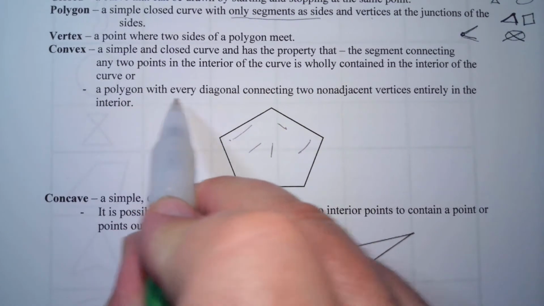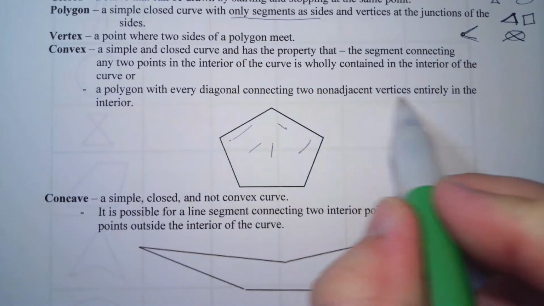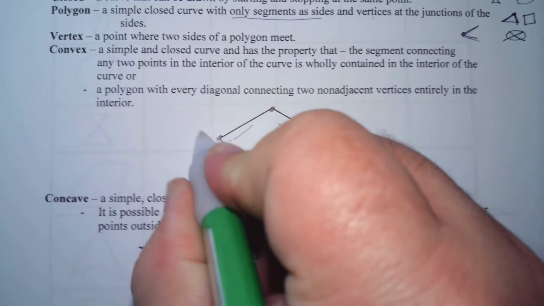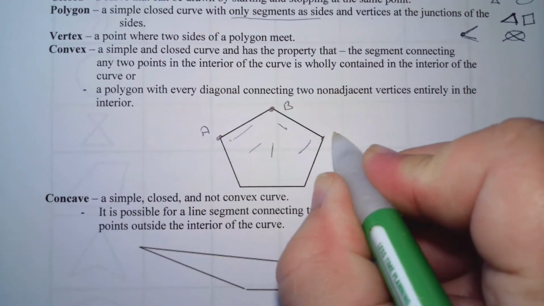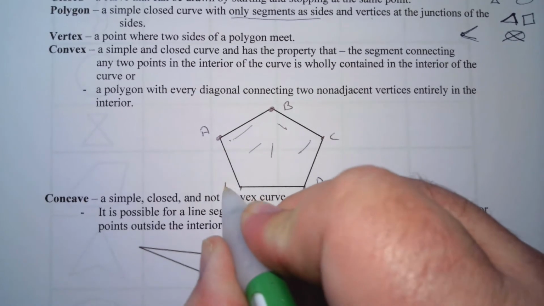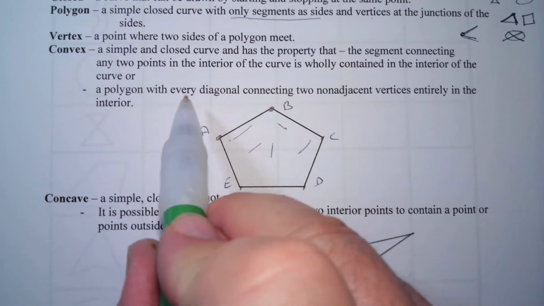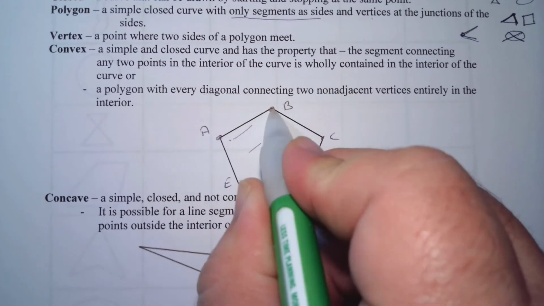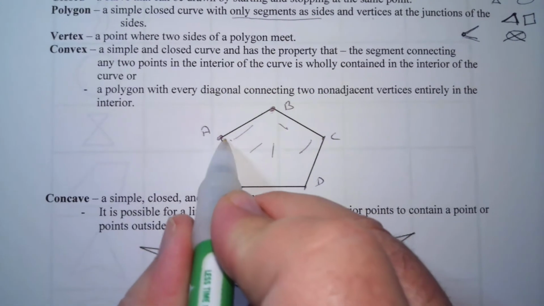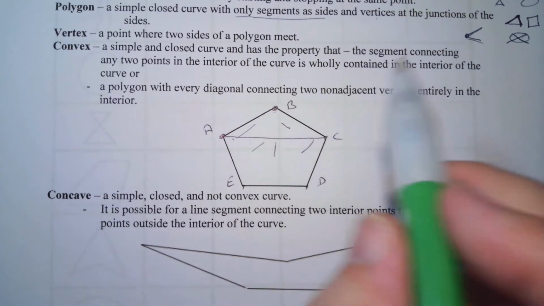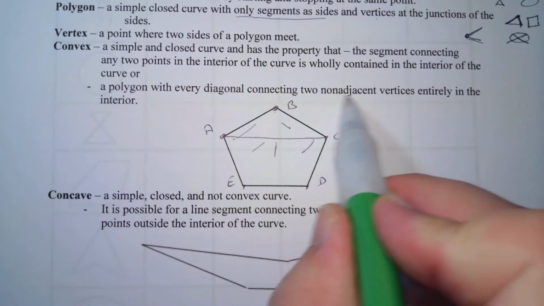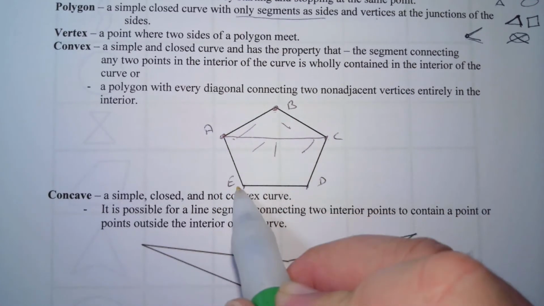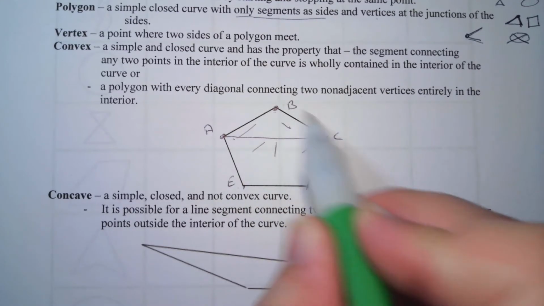Or a polygon with every diagonal connecting 2 non-adjacent vertices entirely in the interior. Remember, here are our vertices. Let's call this A, B, C, D, E. A polygon with every diagonal. A diagonal is from A. That's not a diagonal because that's a common side. That's a segment. So a diagonal is connecting 2 non-adjacent vertices. A and C are non-adjacent. A and B are adjacent. A and E are adjacent. B and C, and C and D are adjacent.